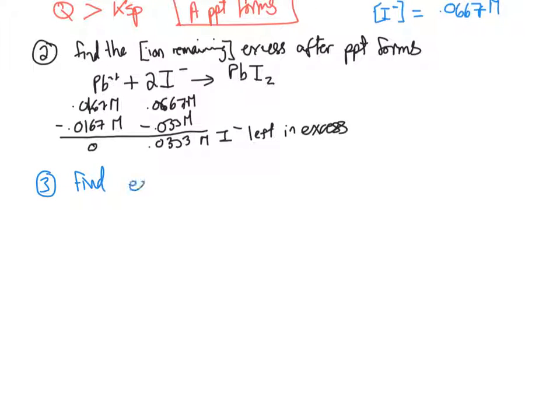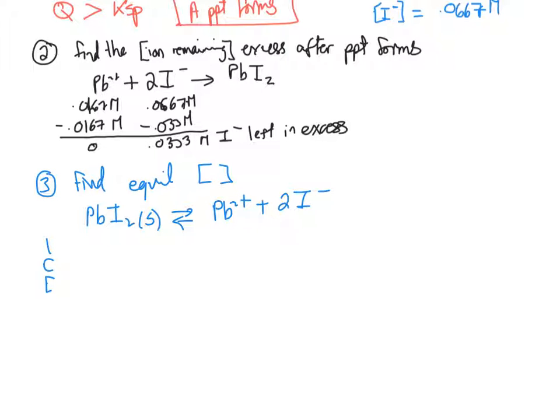Find the equilibrium concentration. To do that, we are going to look at our salt that would dissociate again. And in this case, since I'm trying to find equilibrium concentrations, I'm going to do an ICE chart. Don't care about my solid here.